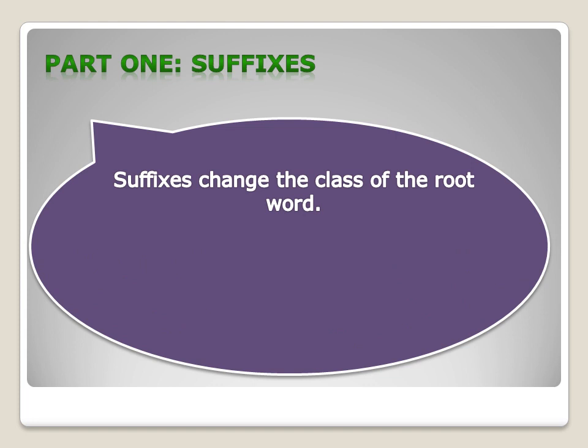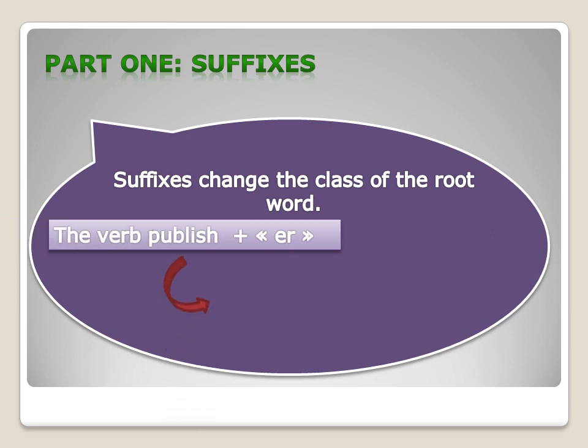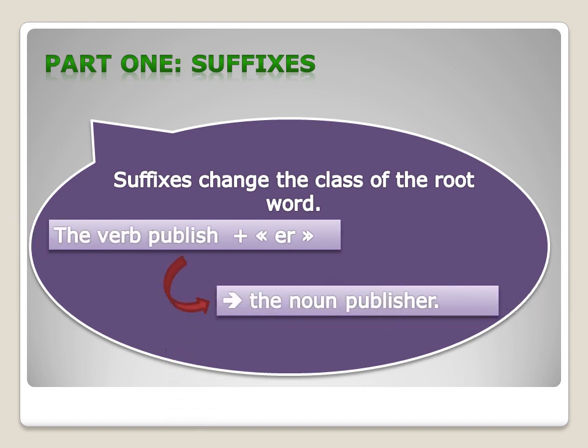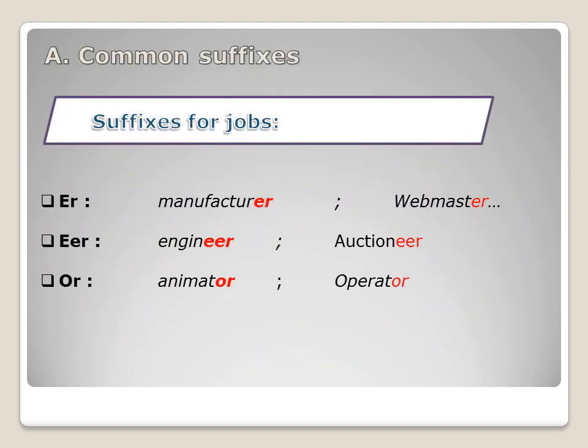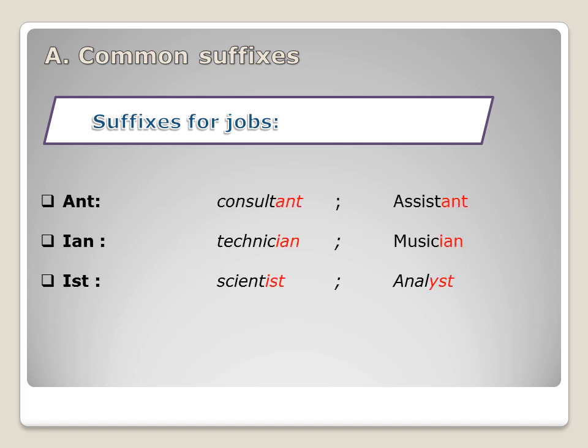We must mention that suffixes change the class of the root word, for example, by adding the suffix -er to the word publish, it becomes the noun publisher. Suffixes can tell you if a word is a noun. Suffixes for jobs, including -er and the suffix -or, are frequently attached to base words to form nouns denoting a person associated with a specific job or profession. Additionally, we find suffixes like -ant for consultant, -ian for technician, and -ist as in scientist.